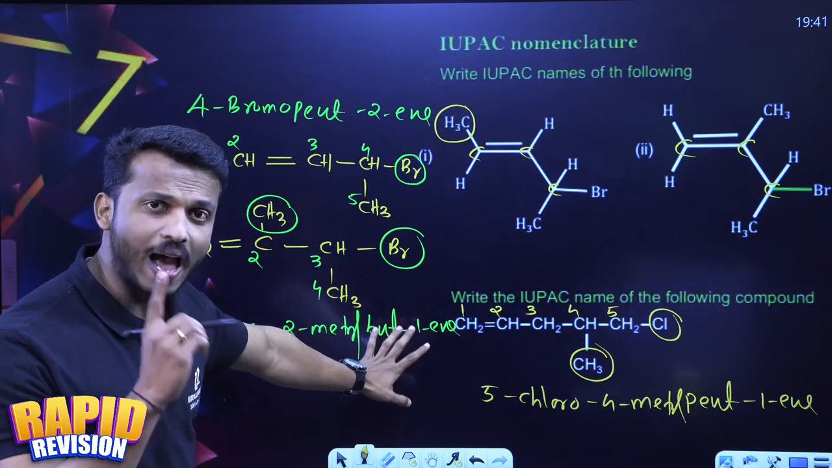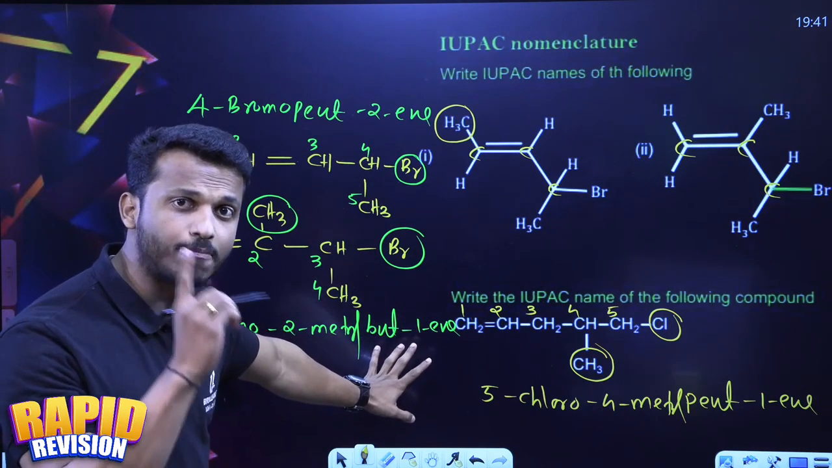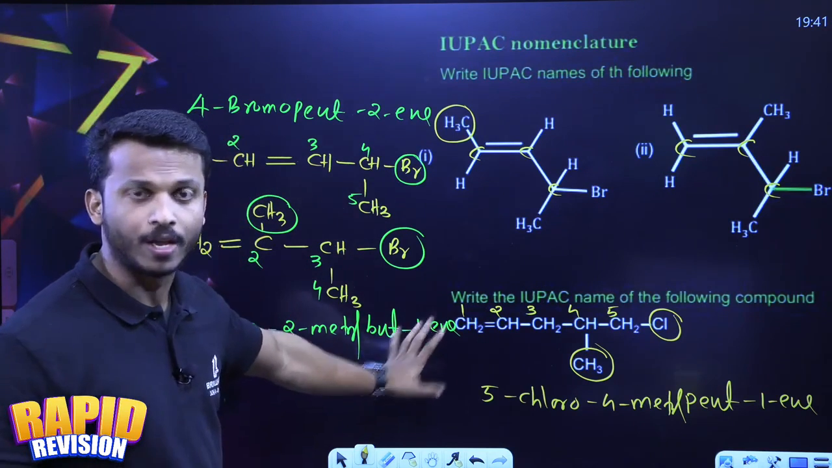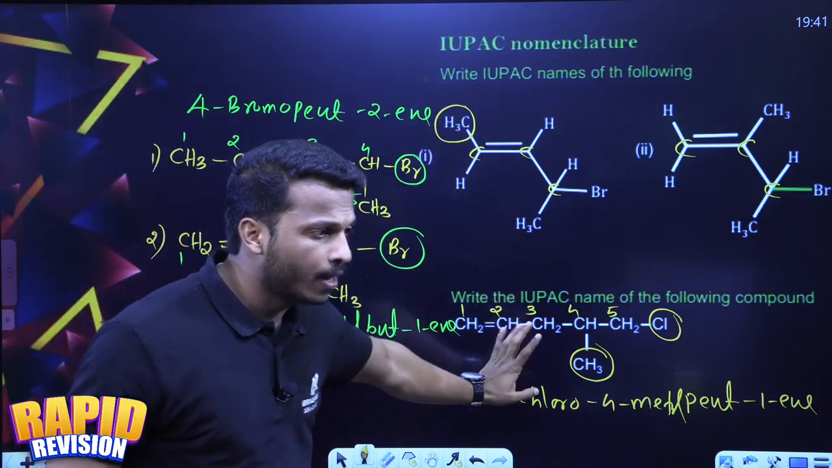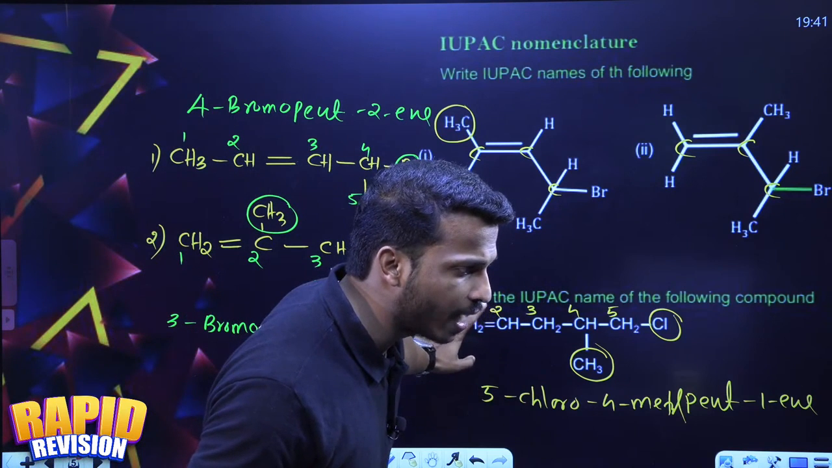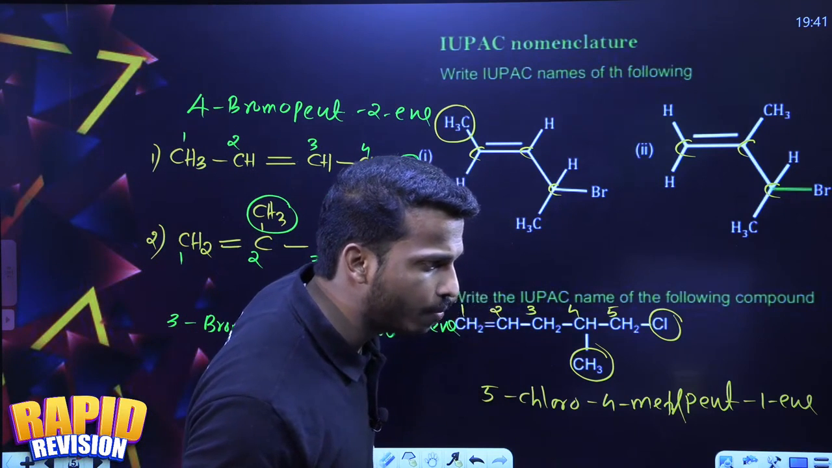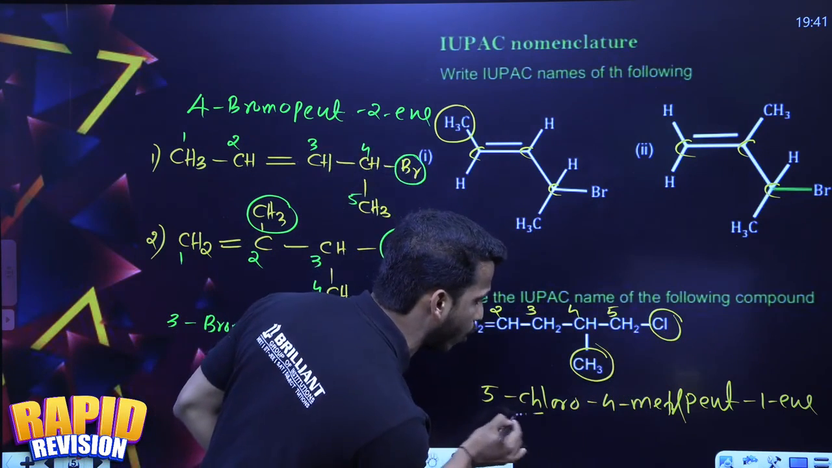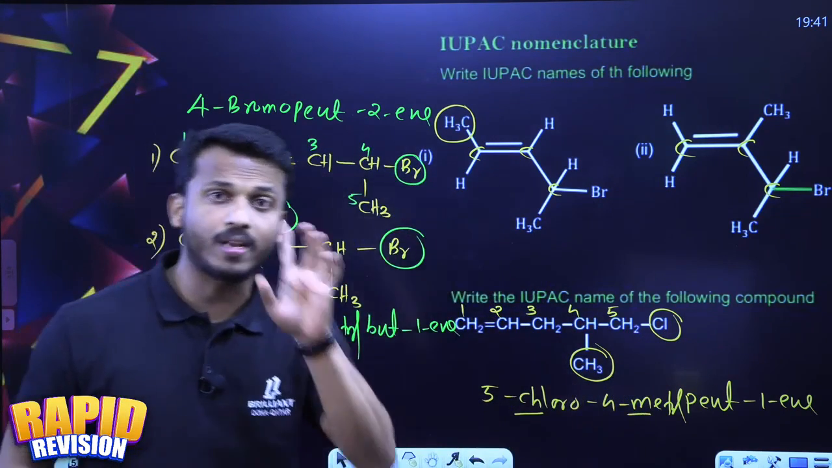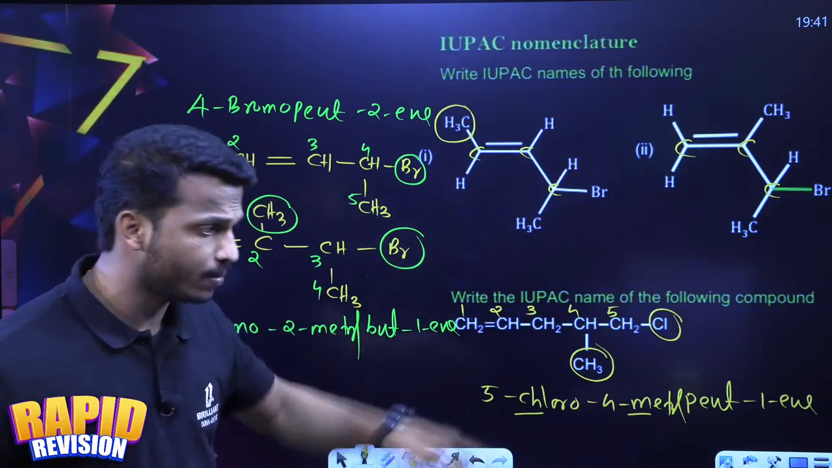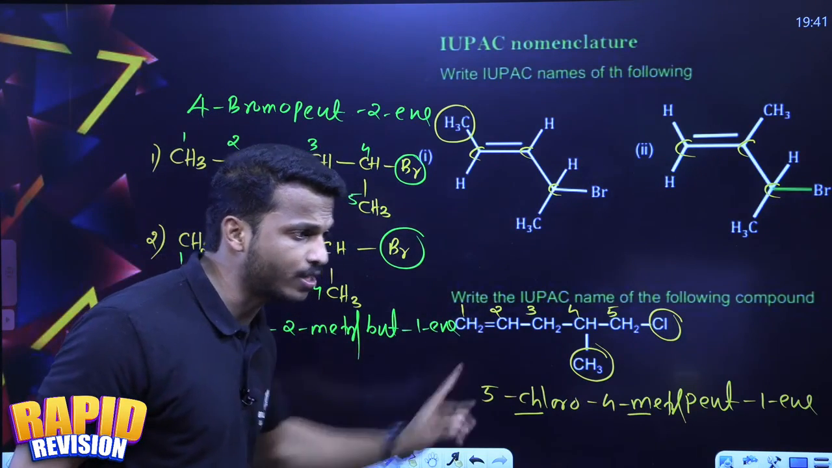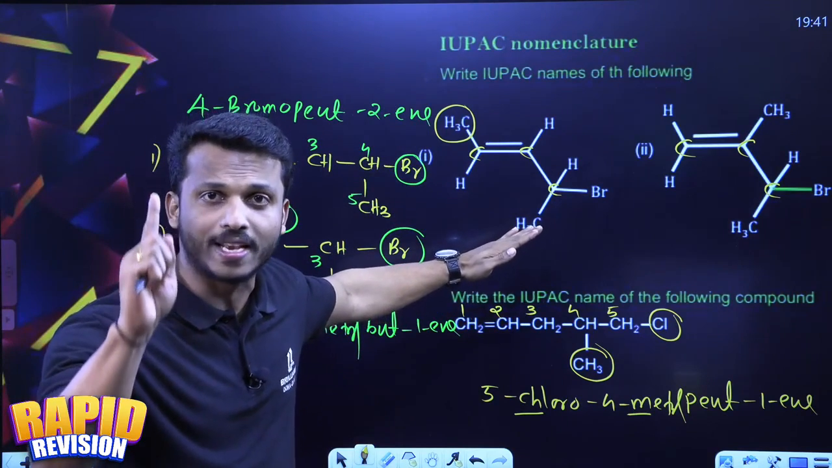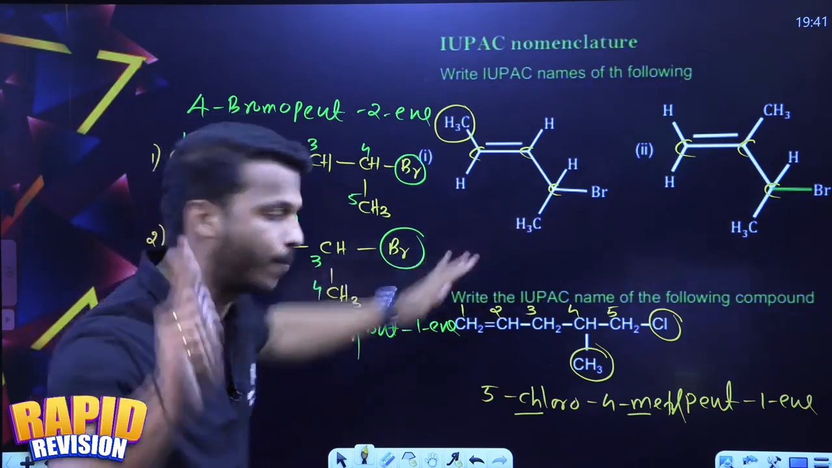So if a double bond and halogen are there, please give preference to the double bond, all of you, okay? The double bond has the highest priority. So dear all, nomenclature: why did you name chloro before methyl? Because of alphabetical order, chloro, methyl. We should follow alphabetical order, right? Chlorine first. So dear all, first question, IUPAC nomenclature, please practice it properly.